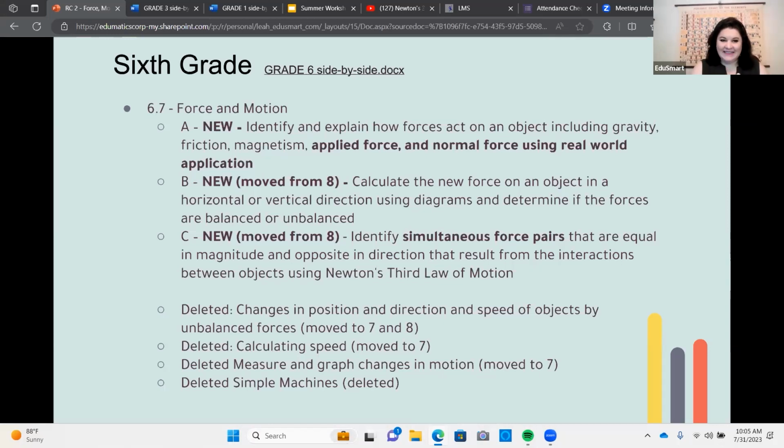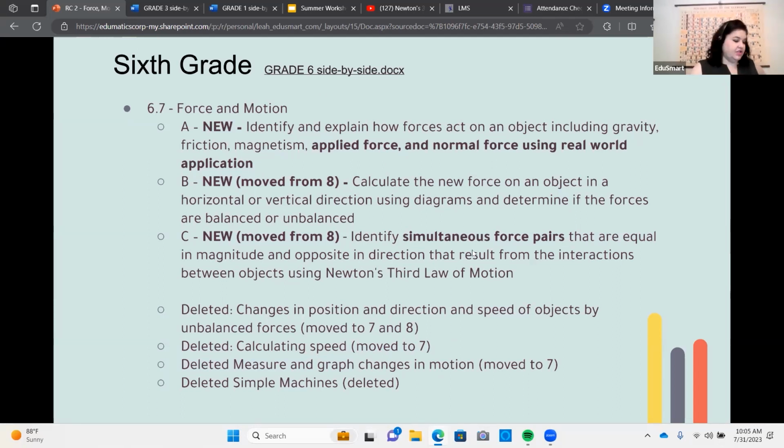Also, in 6th grade, we now need to calculate, that should say net, the net force on an object in a horizontal or vertical direction using diagrams and determine if the forces are balanced or unbalanced. So we're not noting the change in position and the speed anymore. We're just asking, are they balanced or unbalanced? And what is the net force acting on an object? We will show you how to do that in a moment. It's going to be okay.